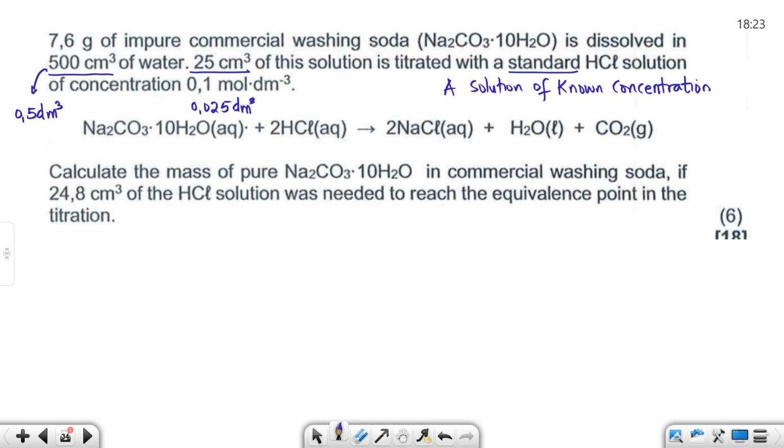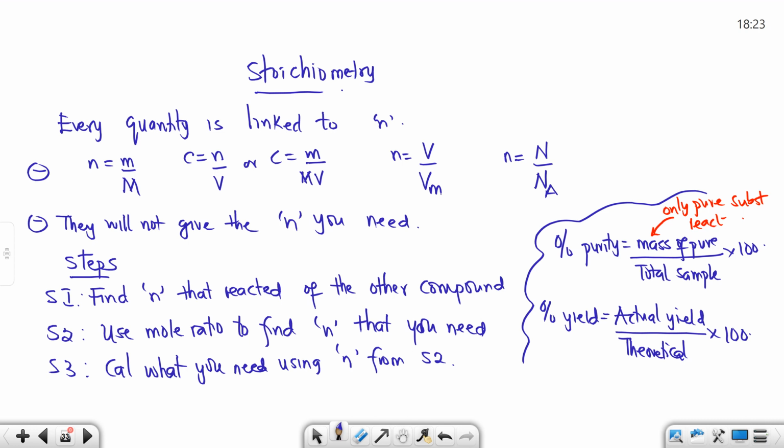Now, I wanted to check something. Guys, I want to show you how to get the 6 marks very easily. Calculate the mass. Let's stop there for a while. How do you calculate mass? The number of moles is mass over molar mass. I told you, everything is connected. So that's my first statement. Everything is connected to what? Number of moles.